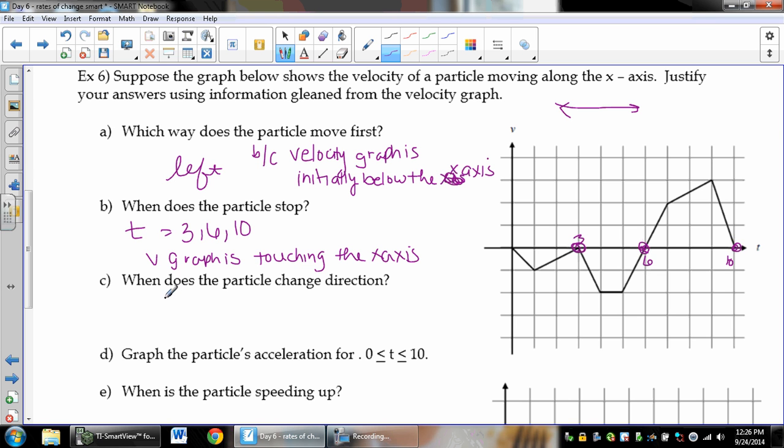When does the particle change direction? Well, direction is indicated by the sign of velocity. So if it changes direction, velocity changes sign. So velocity is negative, negative, 0, negative, negative, negative, negative, 0, positive. It goes from negative to positive at 6. So this happens at t equals 6. The velocity graph crosses the x-axis.